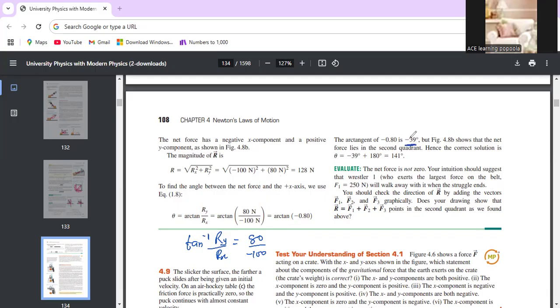Now, this minus 39 just tells you what they mean. This is the Rx, which was 100, and this is our Ry, which was 80 Newton. Remember, I told you this minus 100 here tells us that it lies on the left hand side. It's pointing towards the left direction.